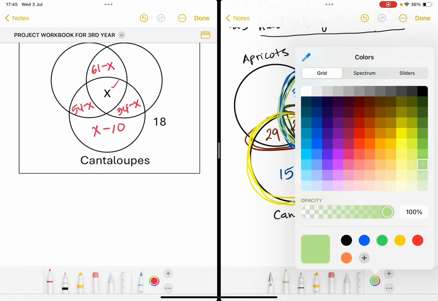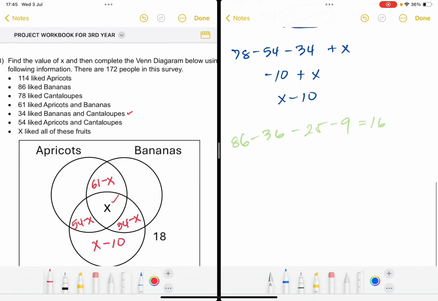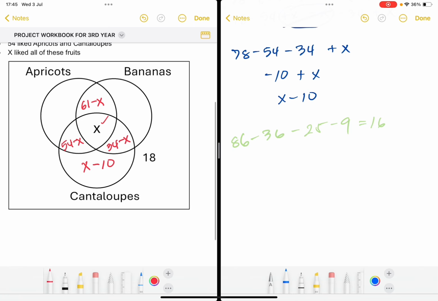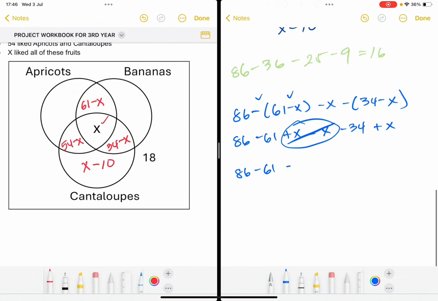Okay, 16. So let us apply the same on the left side. 86 like bananas. So we have 86 minus 61 minus x minus 34 minus x. So we have 86 minus 61. Don't forget, negative negative is plus. Then minus x minus 34 plus x. Again, x minus x is 0. So we have 86 minus 61 minus 34 plus x. So we have negative 9 plus x, or I can write it as x minus 9.